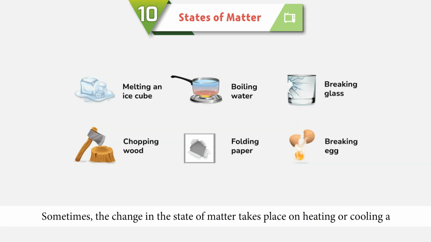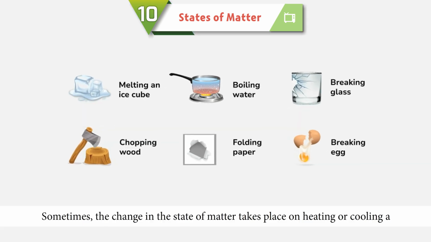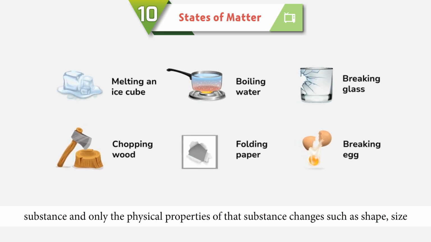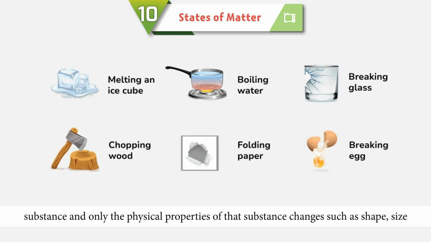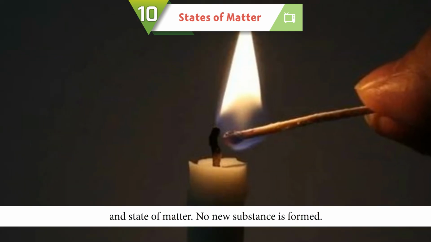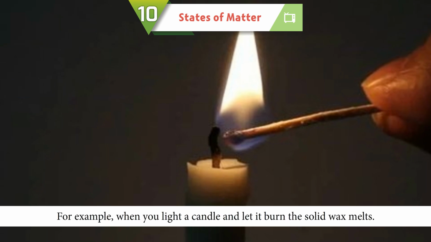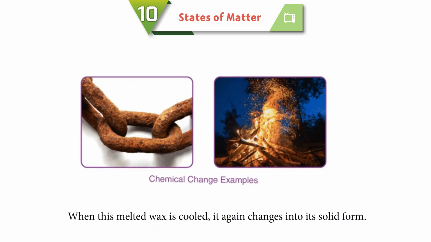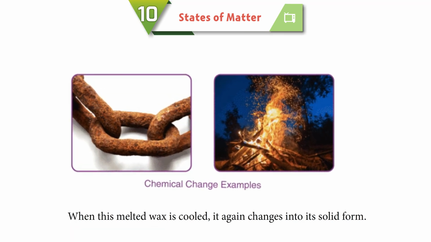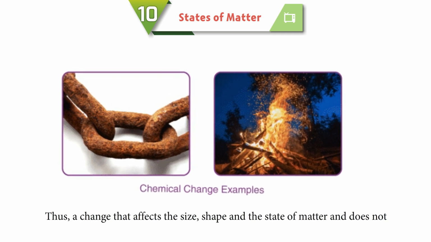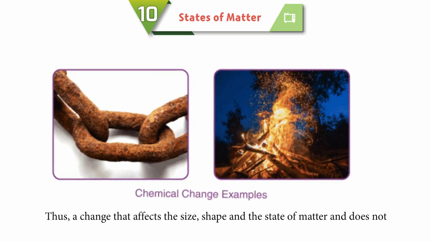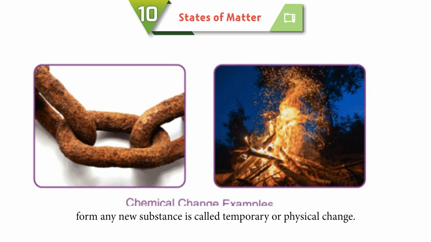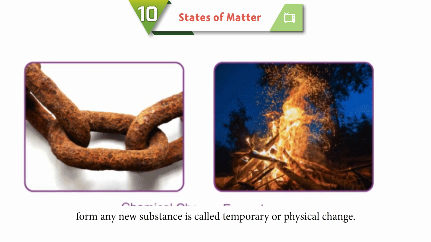Temporary and permanent changes. Temporary change. Sometimes the change in state of matter takes place on heating or cooling a substance, and only the physical properties of the substance change, such as shape, size, and state of matter. No new substance is formed. For example, when you light a candle and let it burn, the solid wax melts. When this melted wax is cooled, it changes again into solid form. Thus, a change that affects the size, shape, and the state of matter and does not form any new substance is called temporary or physical change.